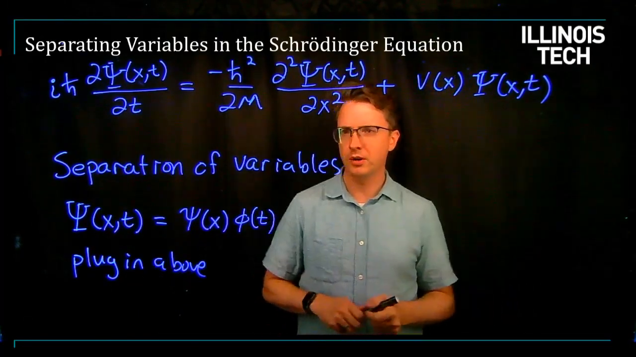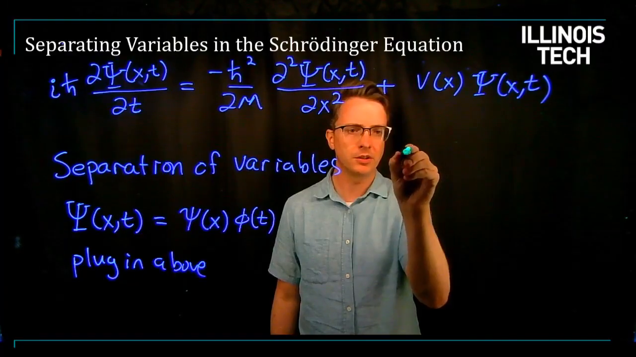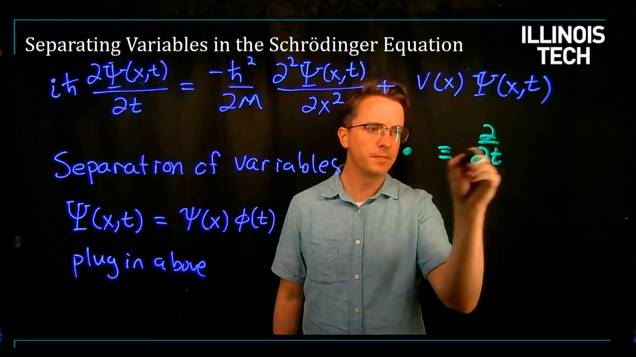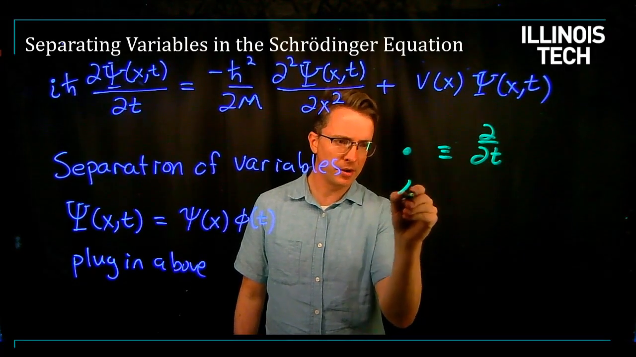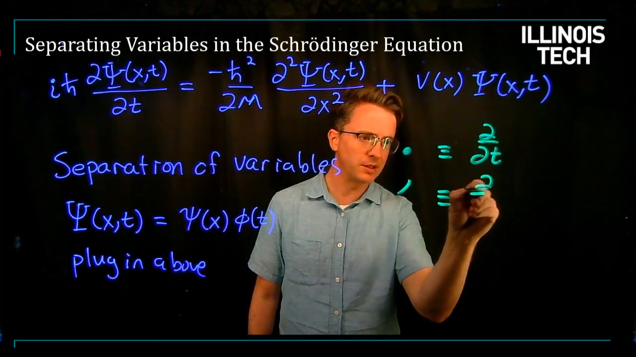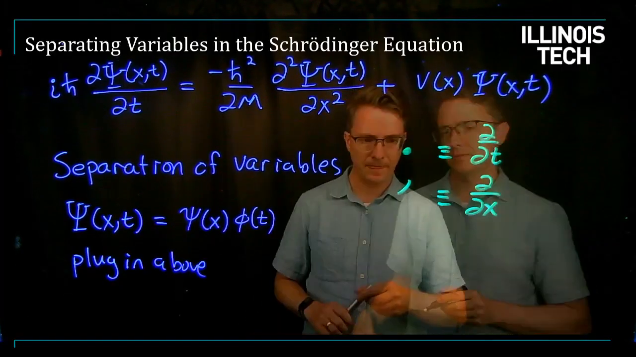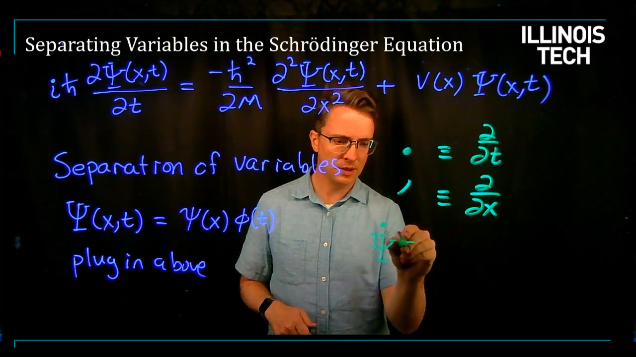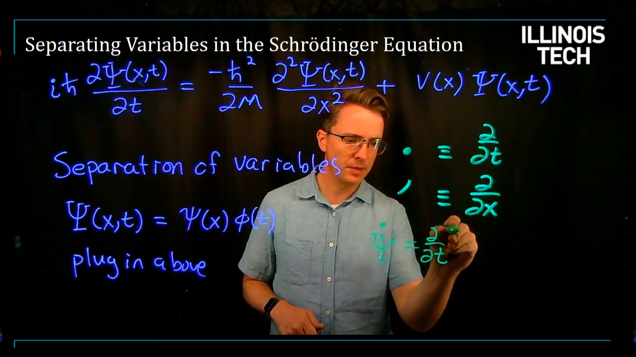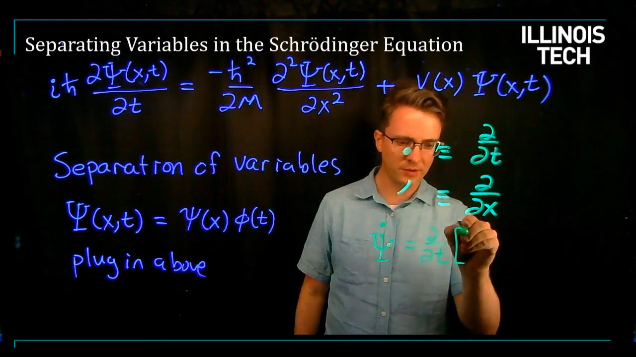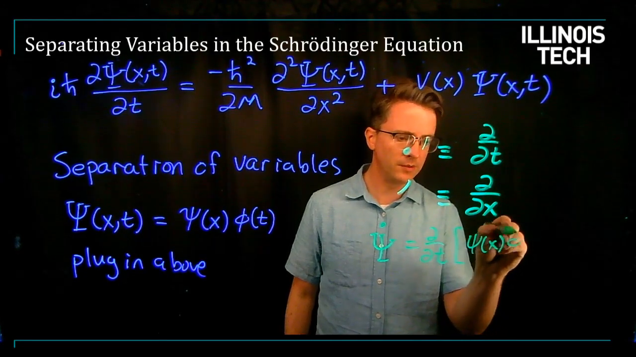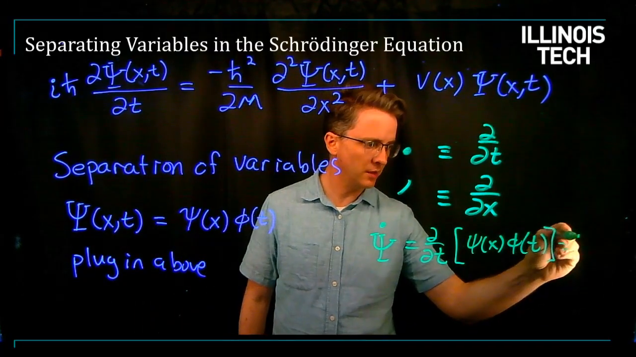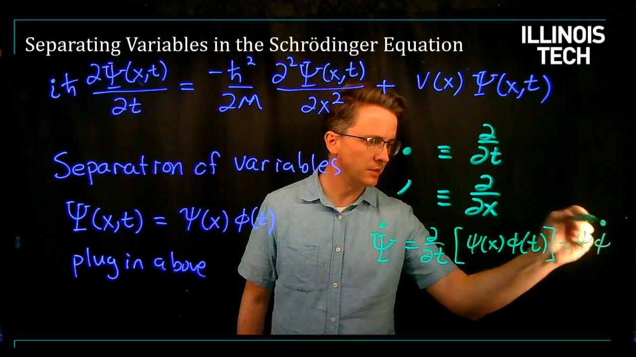Before I get too far, let's introduce some notation. The dot is going to be the derivative with respect to time. And I'm going to use the prime as the derivative with respect to x, partial derivative with respect to x. So capital psi dot is the derivative with respect to time of, using our guess now, psi of x, phi of t, which is, of course, just equal to psi times phi dot, because psi doesn't depend on time.